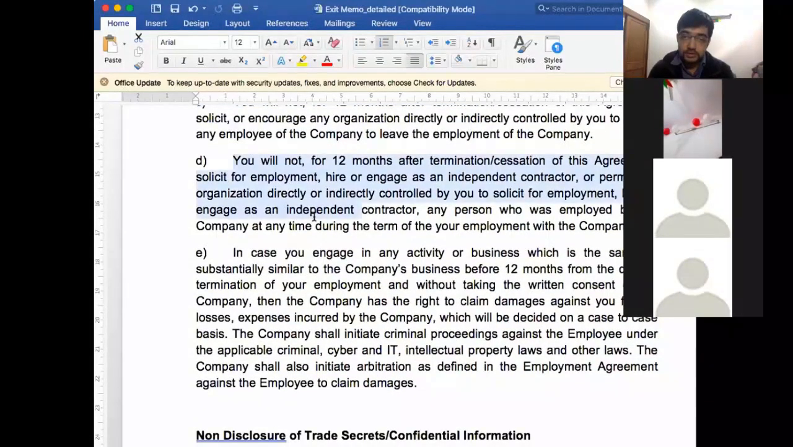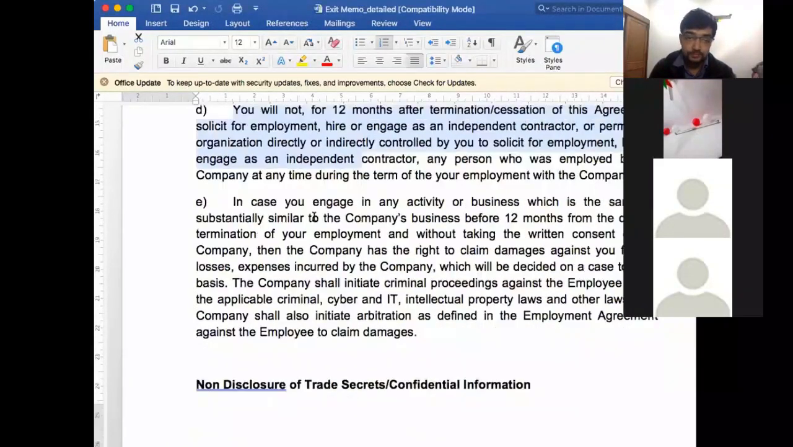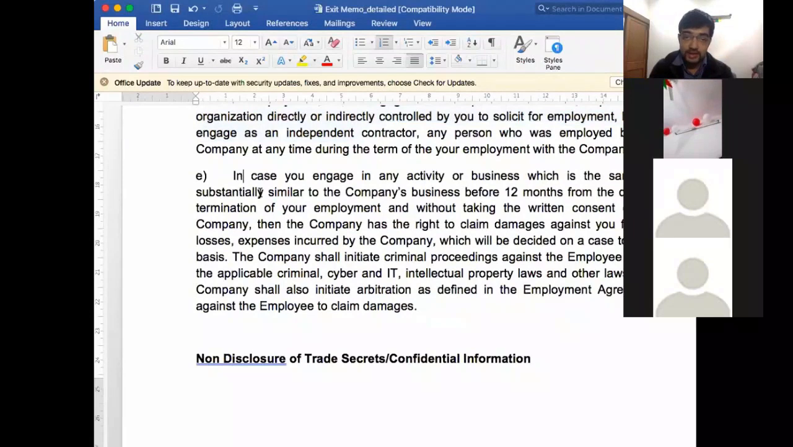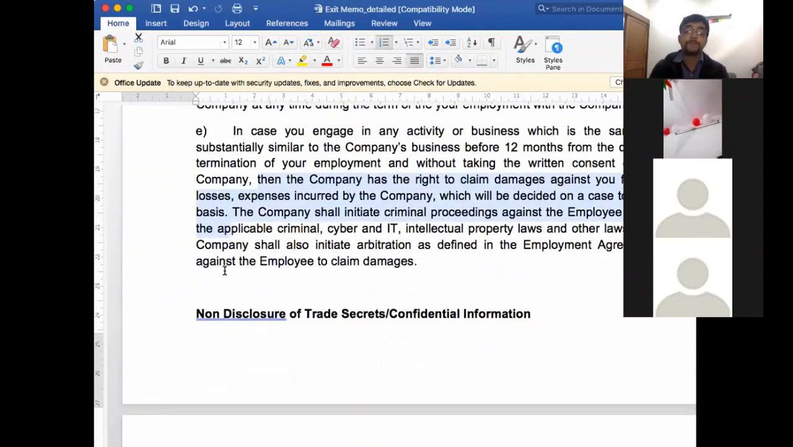Then see, these are varieties of the same kind of agreement. In case you engage in any activity or business which is the same or substantially similar, without taking written consent, then the company has the right to claim damages for losses or expenses, which will be decided on a case-to-case basis. So one thing you must always remember is that many employment contracts tend to contain clauses which are stretched legally. They may not be entirely valid.